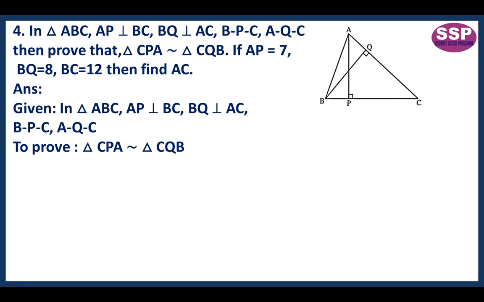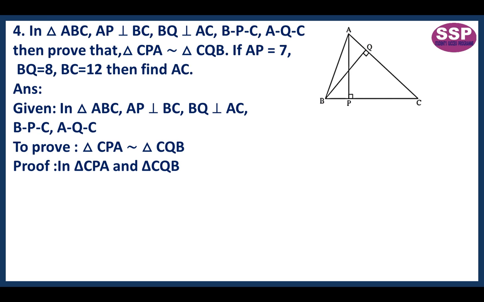Now first of all, we have to see which two triangles we have to show similar. Look at the figure. In these two triangles, angle P and angle Q are congruent, each of 90 degrees, which is given. Now we have to find another condition so that these two triangles will be similar to each other. Which condition is there? We get angle C is common to both the triangles. Then we can write the proof like this.